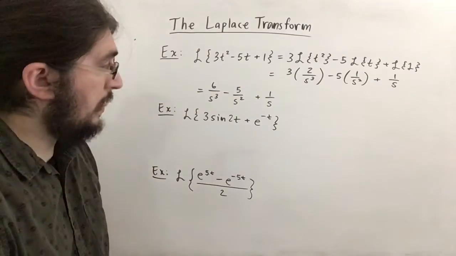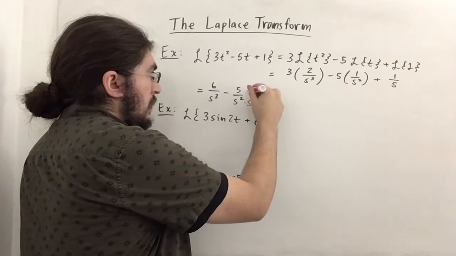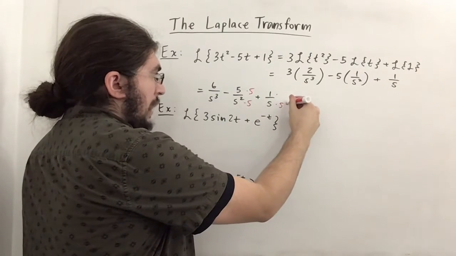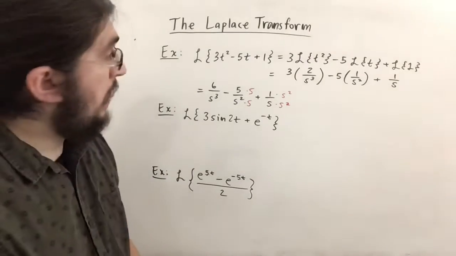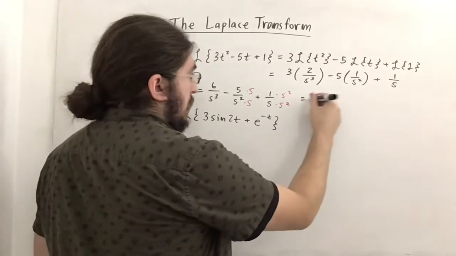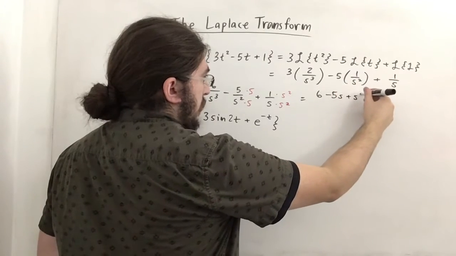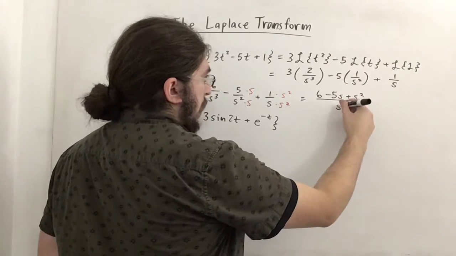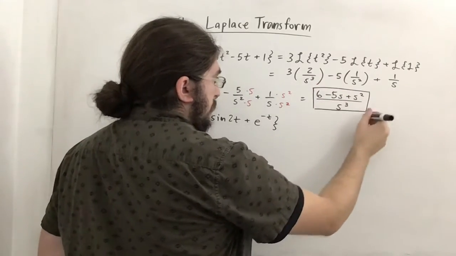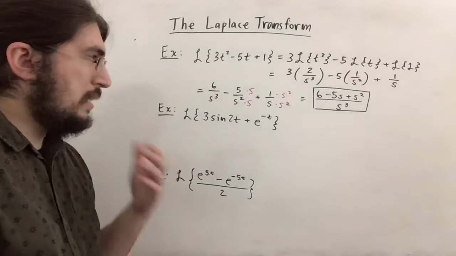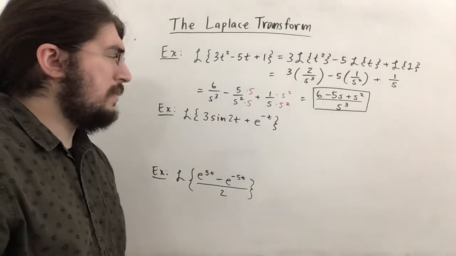Now I'm going to combine it into one fraction like I mentioned earlier. We can multiply top and bottom of this by s, and top and bottom of this by s squared, so that we get a common denominator. What we end up getting is 6 minus 5s plus s squared, all divided by the common denominator s cubed. Awesome. So that I think is pretty nice. You can reverse the numerator if you want to write it in descending order, but this is fine enough.